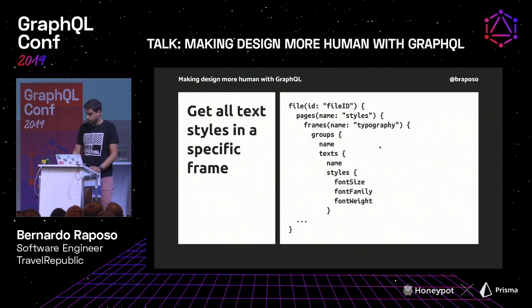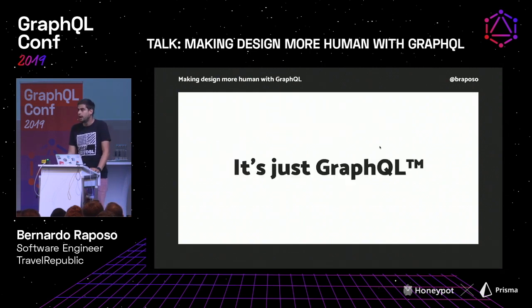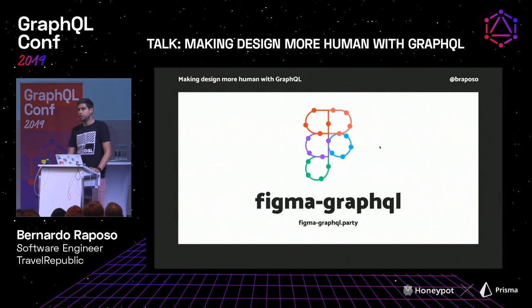But maybe we know what this is, right? Obviously, this is just GraphQL. And it's not just a concept. You can actually do this today. This is Figma GraphQL. It's a library that I've been working on for the past year or so. It provides a GraphQL interface for the same Figma API that we've just seen.